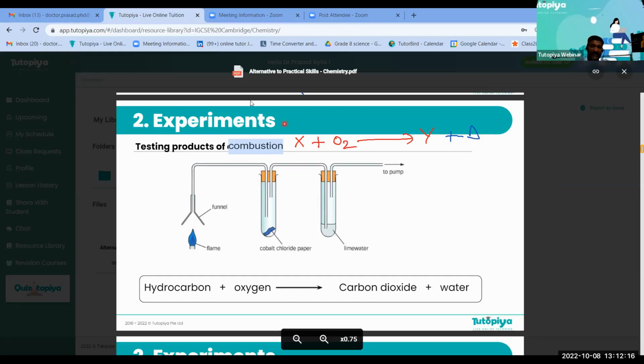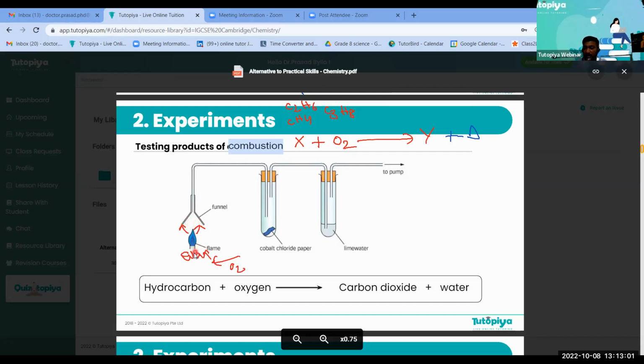But here, my reactant X is some hydrocarbon. It could be methane, CH4, or ethane, C2H6, or propane, C3H8, anything. Let's assume that this hydrocarbon, when it is burning, is methane, or wax. It's just wax, because that's a wax candle. And when this wax is burning, it's reacting with oxygen and producing two products. Can anyone tell me what are those two products obtained by combustion of wax? What are those two products? Can anyone?